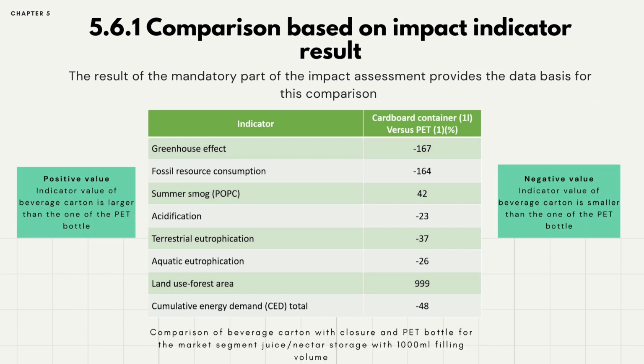First is comparison based on impact indicator result. The result of the mandatory part of the impact assessment provides the data basis for this comparison. The table shows significantly smaller indicator values within 6 of 8 regarded categories for the investigated beverage carton compared to the PET bottle.